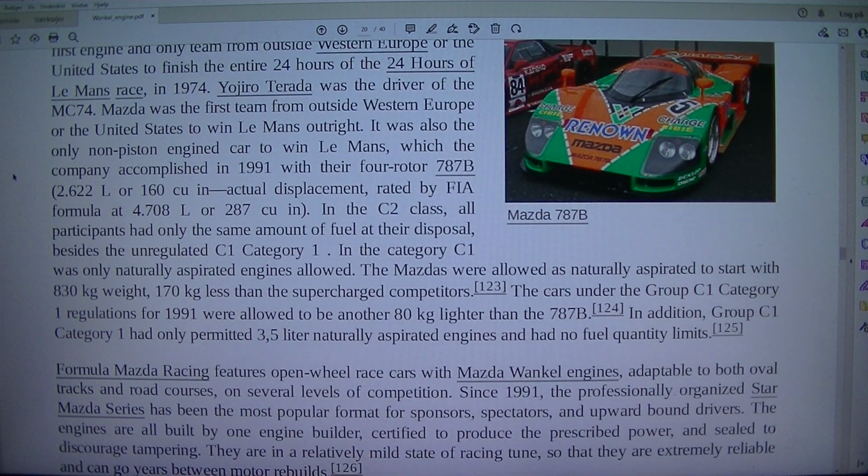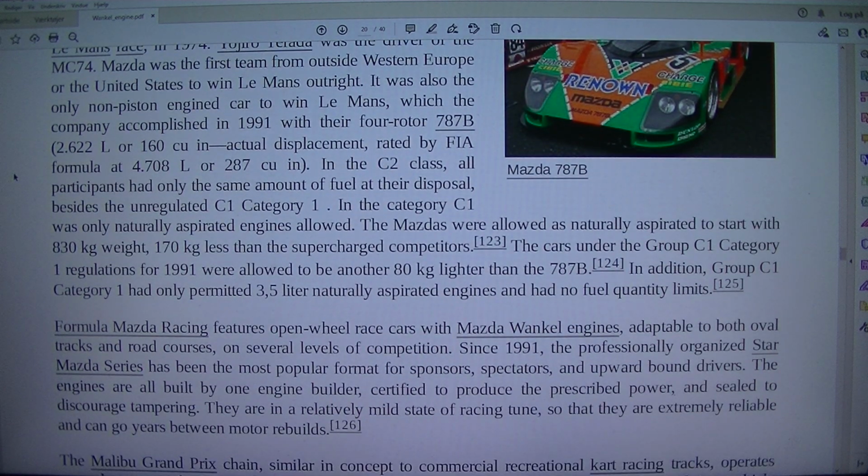2.622L or 160 cu in actual displacement, rated by FIA formula at 4.708L or 287 cu in. In the C2 class, all participants had only the same amount of fuel at their disposal besides the unregulated C1 Category 1. In the Category C1 only naturally aspirated engines were allowed. The Mazdas were allowed as naturally aspirated to start with a 830 kg weight, 170 kg less than the supercharged competitors.